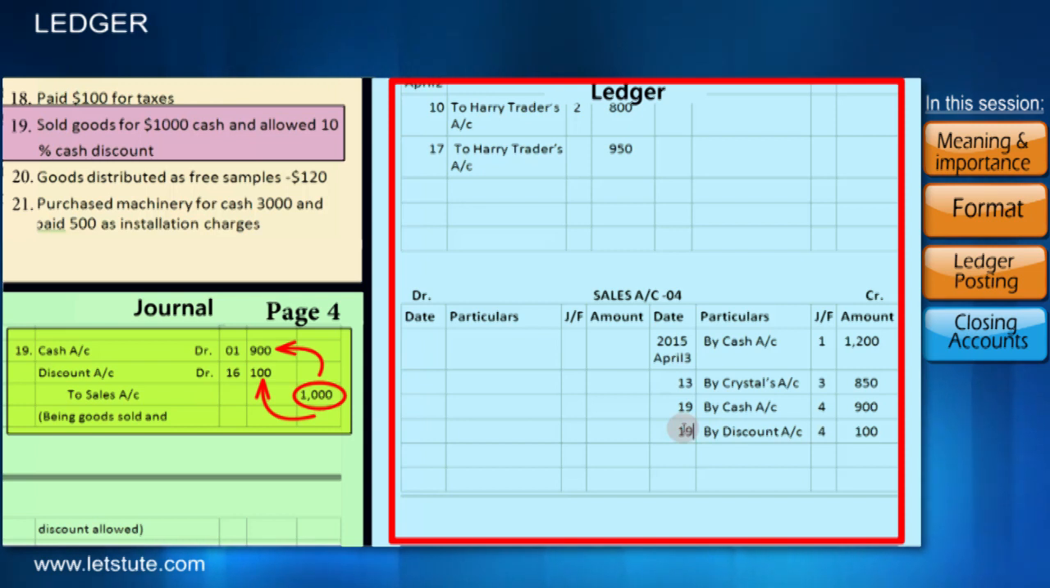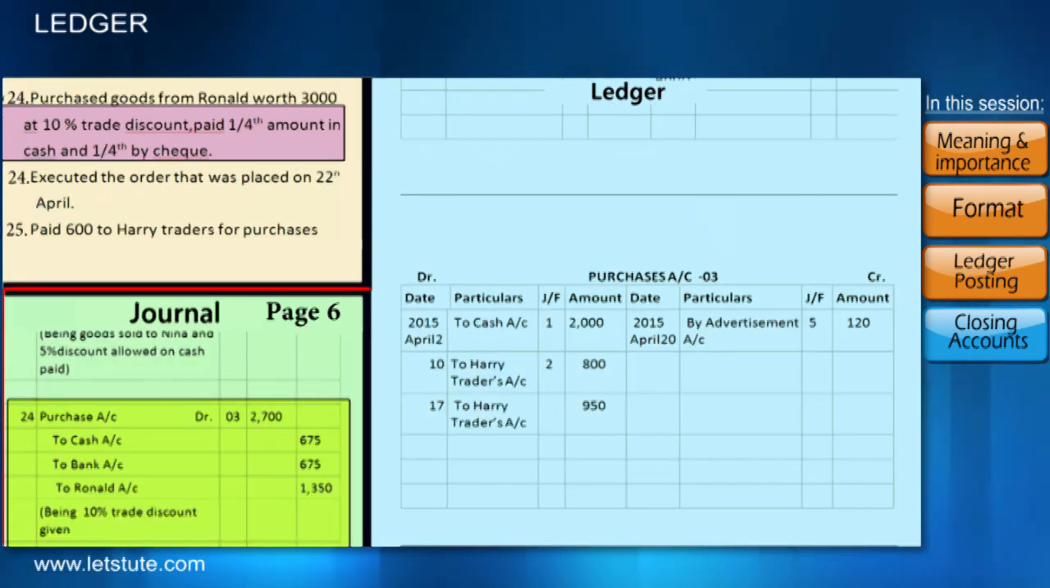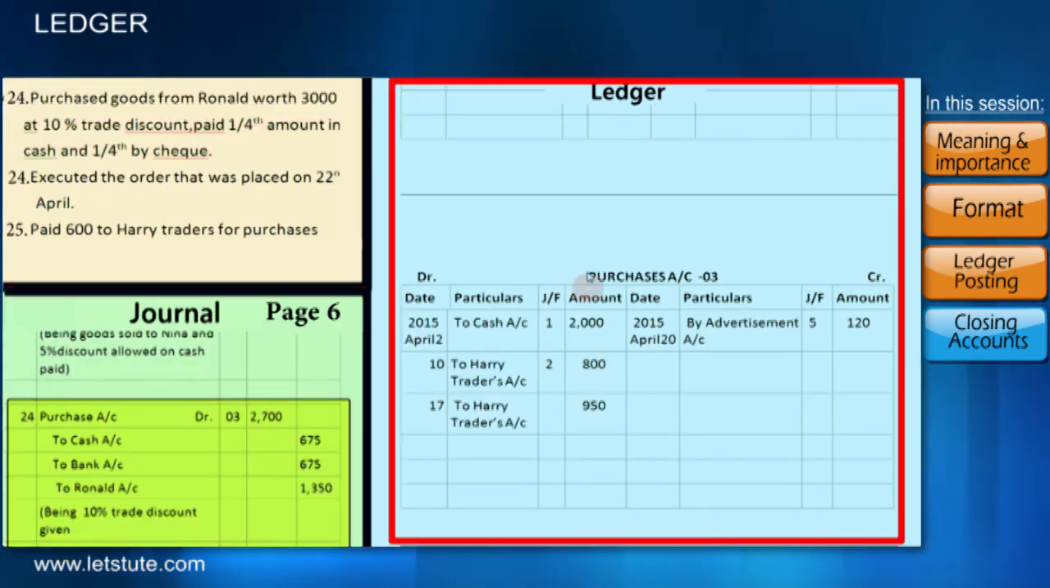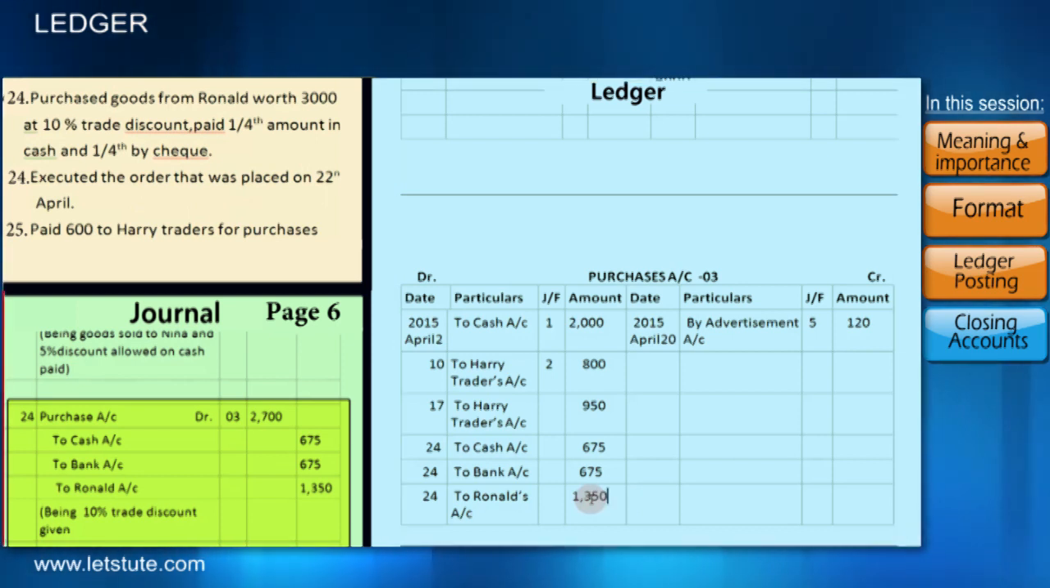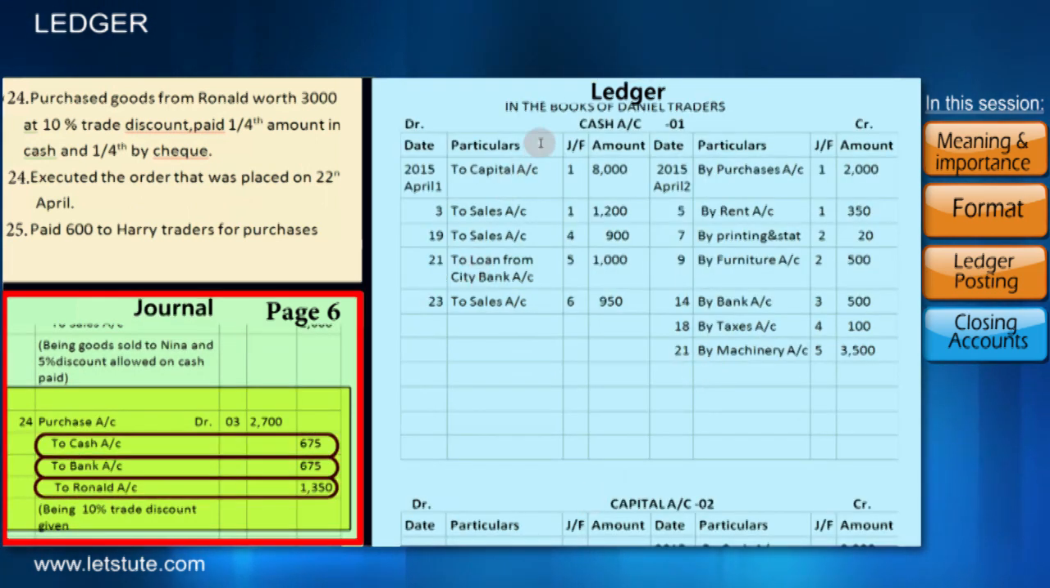Then again normal posting. Here on 24th we again have a combined entry, purchases account debit. What should we write here? To cash 675, to bank 675, and to Ronald 1350. Now we have to go to each of these accounts and credit them.